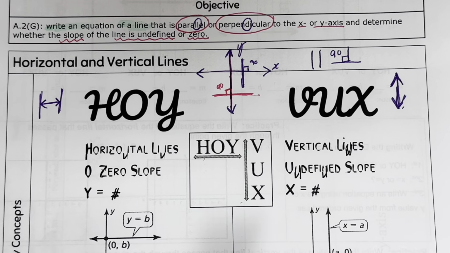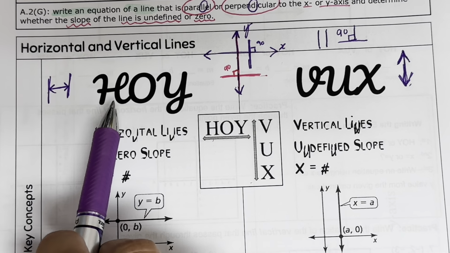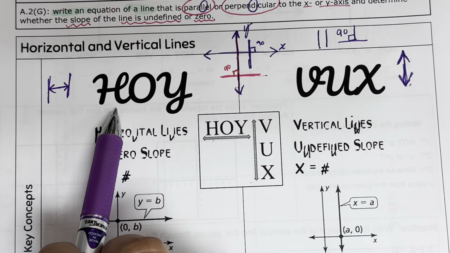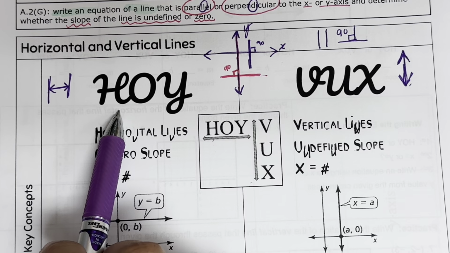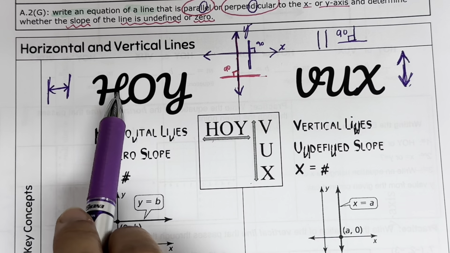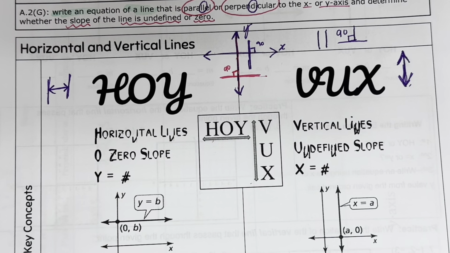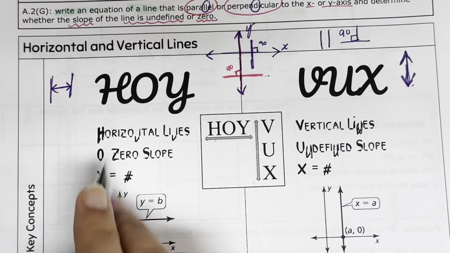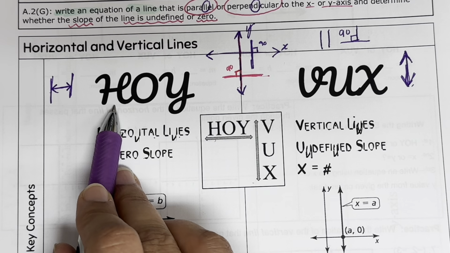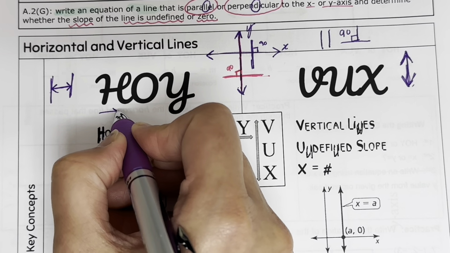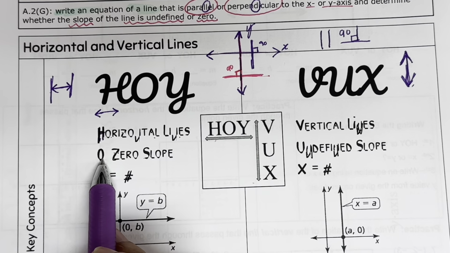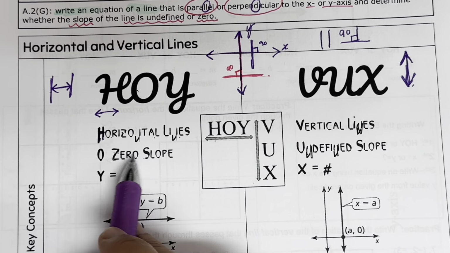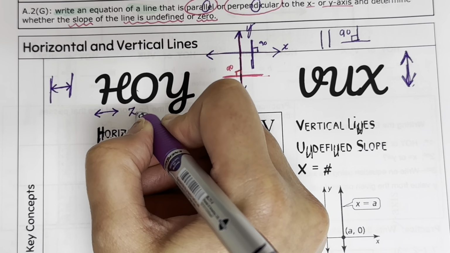Now, two keywords. First keyword, we call it HOY, H-O-Y. It's again a mnemonic device so that you can remember some stuff about horizontal lines. So each letter stands for something. H means horizontal line. So H stands for, I'm talking about a horizontal line. This O technically is a zero slope. So this O means 0.